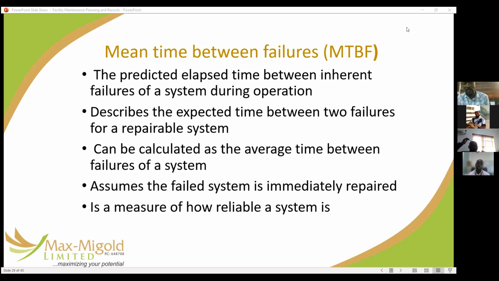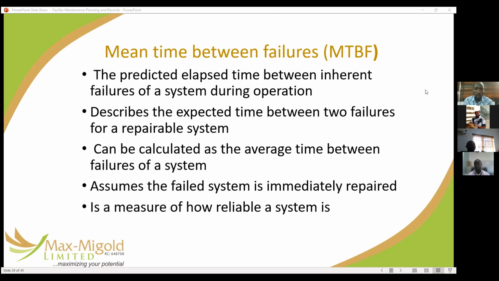This is where your maintenance record can easily assist you to determine how reliable a particular asset or vehicle is. So you'll be able to draw what we call the reliability of that particular asset.